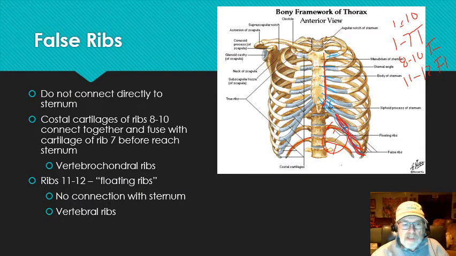Basically, that's the difference between the ribs. Hopefully you understand that. 12 ribs: the first 7 are true ribs, attached directly to the sternum by costal cartilage. The last 5 are false ribs. They don't attach directly to the sternum. 8, 9, and 10 are called vertebral chondral ribs because they attach to the costal cartilage of the rib above. And 11 and 12 are called floating ribs because there's no connection to the sternum at all. Basically, they're just floating. That's why they're called floating ribs.